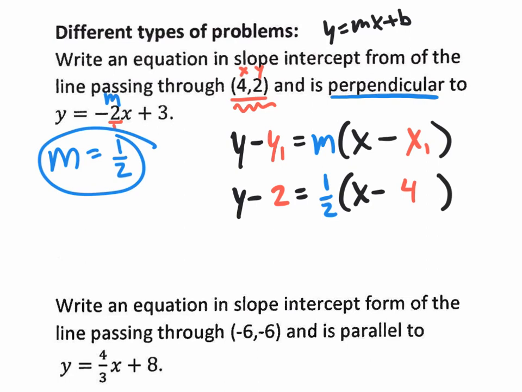But right here on these instructions, it says write it in slope-intercept. So I need to change it to y equals mx plus b. Obviously, y equals mx plus b does not have parentheses. So I need to get rid of those parentheses. What do I do?